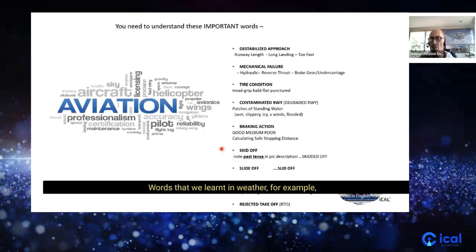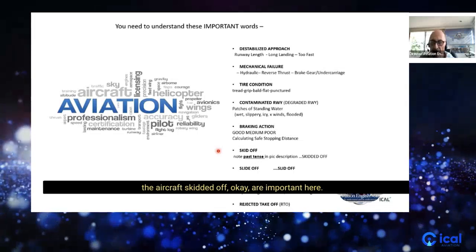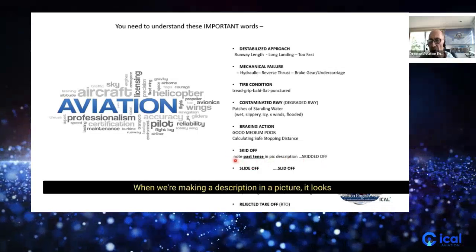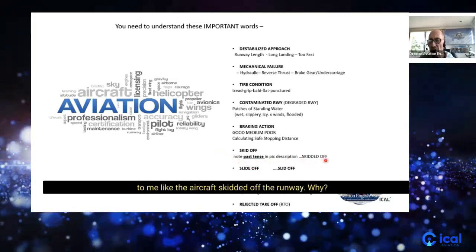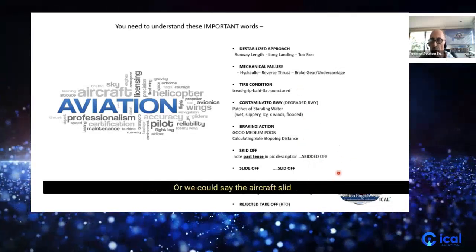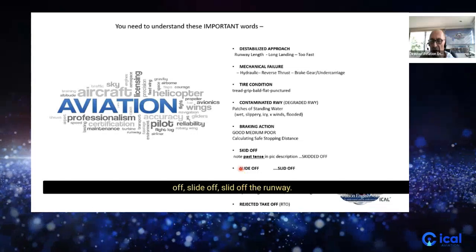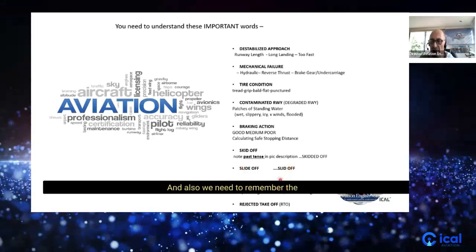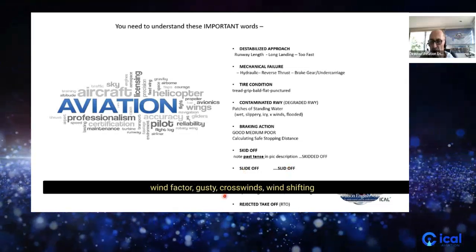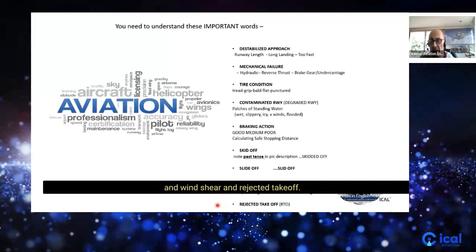Words that we learned in weather, for example, the aircraft skidded off, are important here when we're making a description in a picture. It looks to me like the aircraft skidded off the runway. Why? It was too much water, it was wet, it was icy. Or we could say the aircraft slid off the runway. And also we need to remember the wind factor, gusty crosswinds, wind shifting, and wind shear, and rejected takeoff, maybe too late.